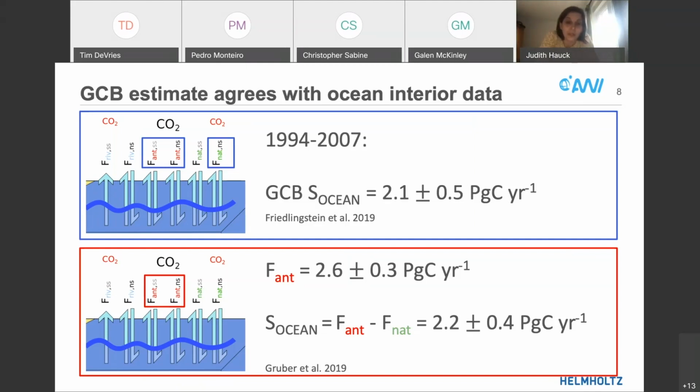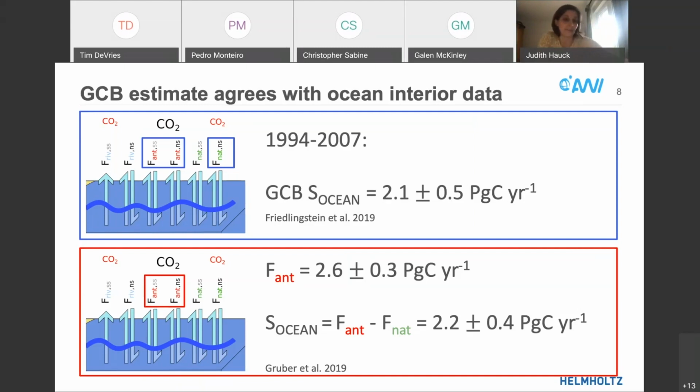And even these two numbers overlap within their uncertainties. But in the Gruber et al. paper, there's also a number given for the natural CO2 outgassing, in this case 0.4 petagram carbon per year over the same period. So in order to make the two numbers comparable, the natural flux has to be subtracted from the anthropogenic flux, and then this gives a number of 2.2 plus minus 0.4. So 2.1 versus 2.2, I would say this agrees extremely well. Whether this is for the right reason or not is a different question, right?